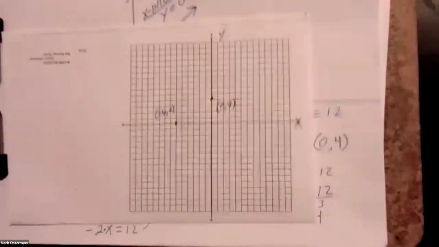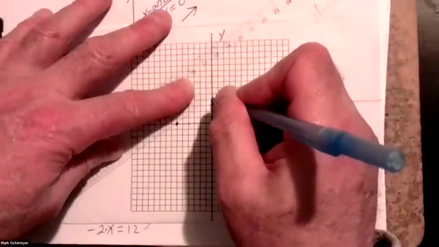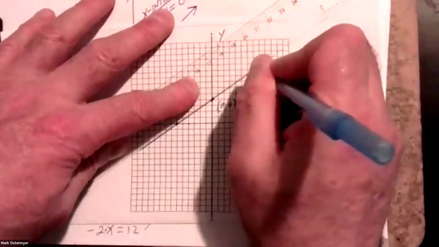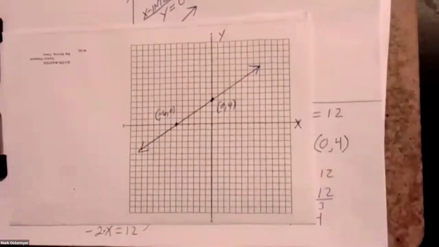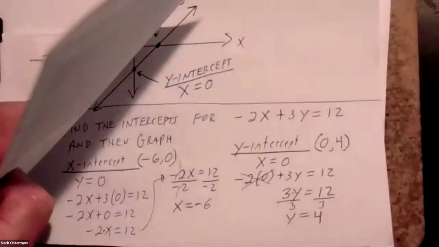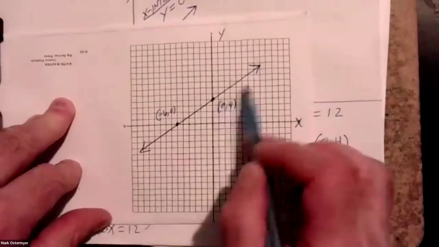Take a ruler, put a nice, neat line through the center of these two intercepts, and you have the graph of that linear equation. It's that simple. Make sure you always put arrows on the end of your line. Ladies and gentlemen, that's the graph. That is the graph of my linear equation, negative 2x plus 3y equals 12. That's its graph.